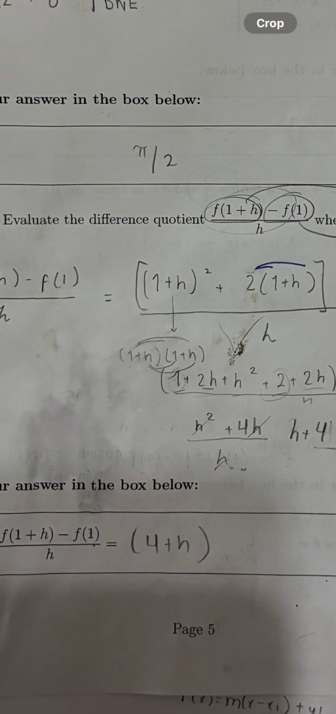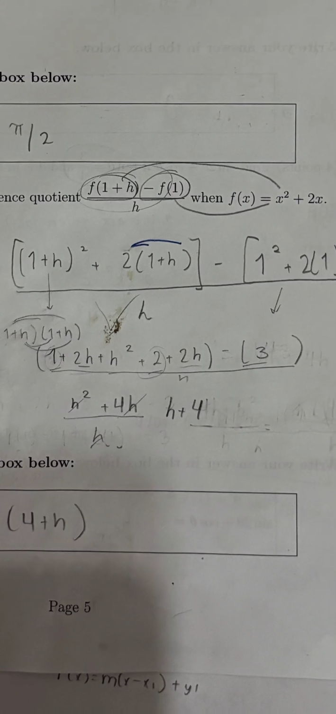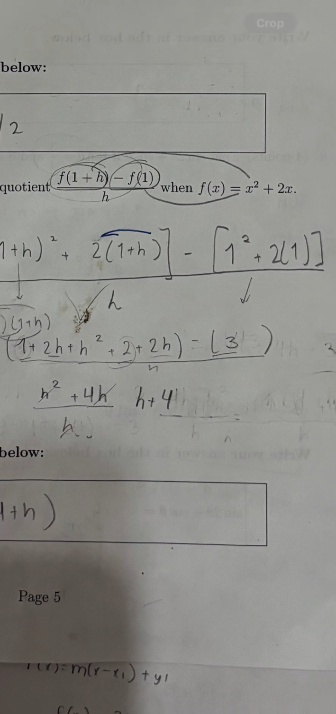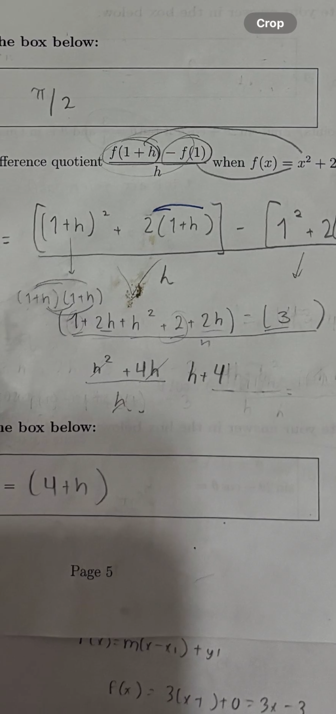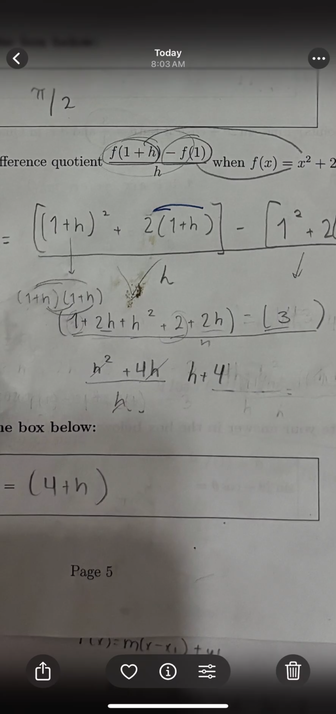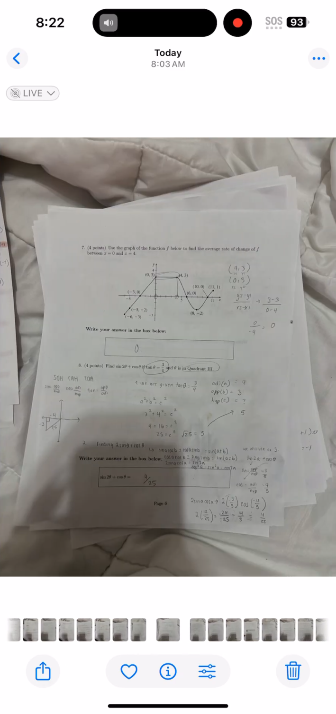We want to acknowledge that 1 plus h squared is the same thing as 1 plus h times 1 plus h, which, if we distribute correctly, is going to be 1 plus 2h plus h squared. Then we distribute 2 amongst the 1 and the h. We're going to have 2 plus 2h minus 3. We simplify, and our final answer is going to be h squared plus 4h. We see an h in common, so we can just eliminate h, and we are going to have the answer of h plus 4. To find the average rate of change is just y2 minus y1 over x2 minus x1.